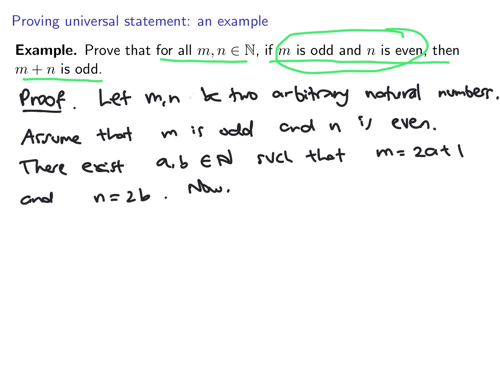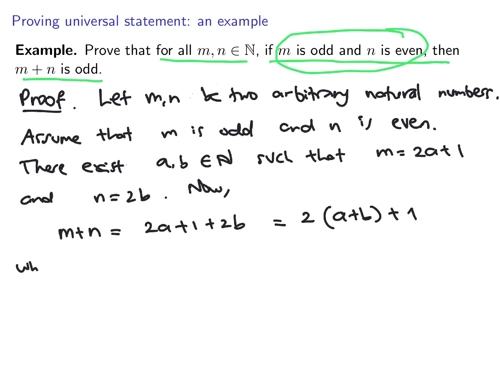Okay, now we check what happened to m plus n. m plus n is 2a plus 1 plus 2b. We can rewrite it the following way, 2 times (a plus b) plus 1, right? This is the same as the previous expression. And this is an odd number, right? It's 2 times a natural number plus 1, which is an odd number. Okay, and we are done with the proof. Easy peasy, right? So we have shown that for two arbitrary natural numbers, if one of them is odd and the other one is even, then their sum is an odd number.